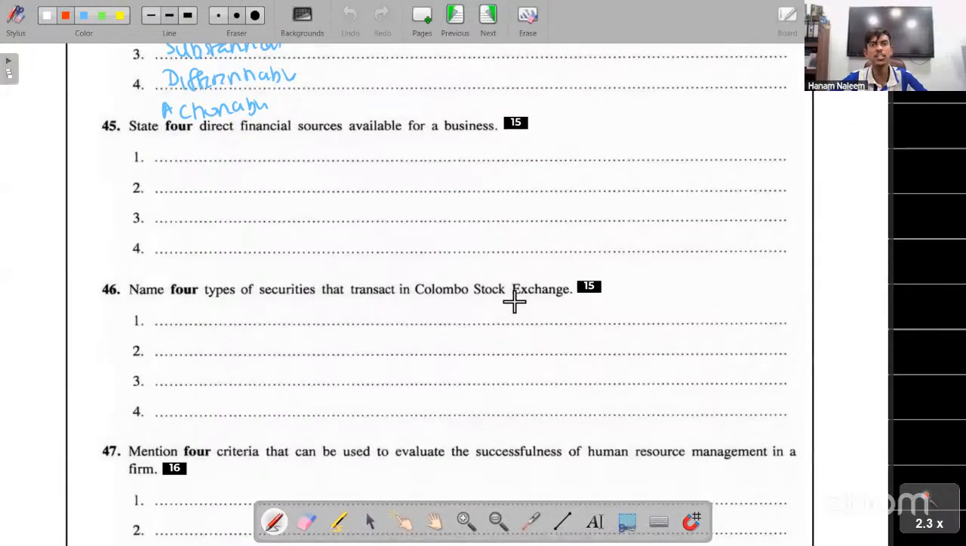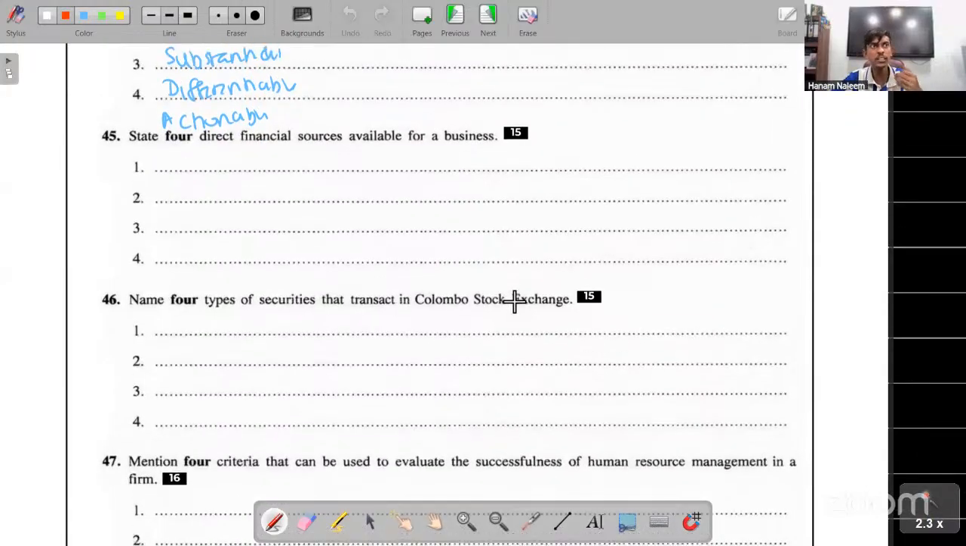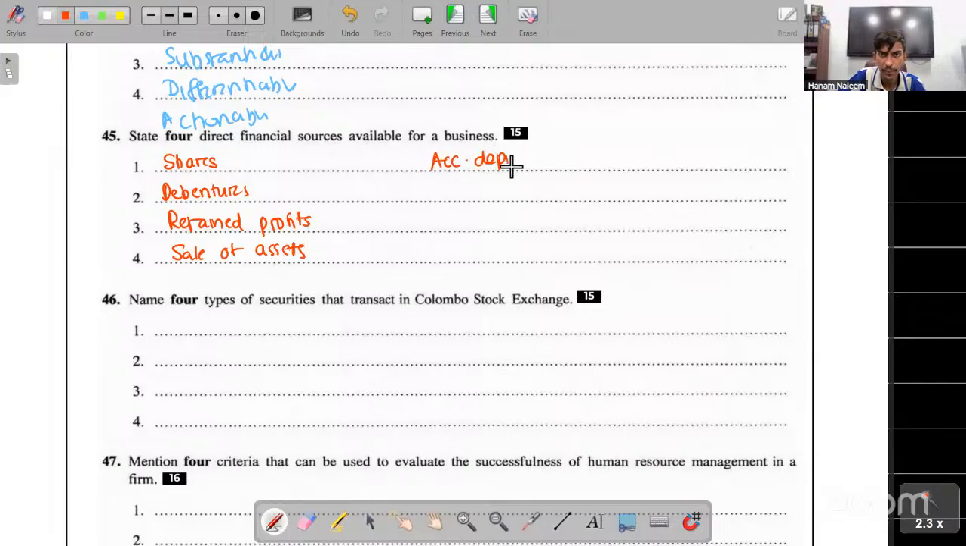State four direct financial sources available for a business. Direct means you and the company, no one in between. So you can take direct equity, for example, even shares can be taken. You can also take debentures as direct. You can take retained profits or retained earnings. Then what's the other thing? Sale of company assets. Then you can take accumulated depreciation. So those are direct ways of getting money.